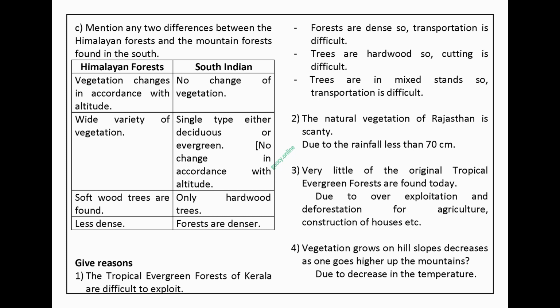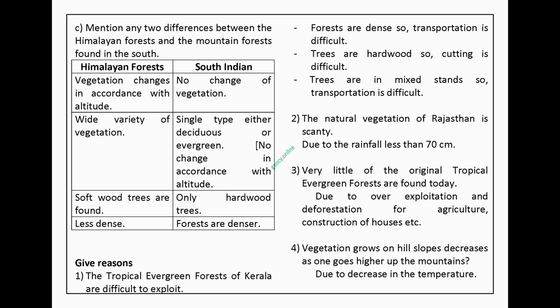The natural vegetation of Rajasthan is scanty. Due to the rainfall less than 70 centimeters. Very little of the original tropical evergreen forests are found today. Due to overexploitation and deforestation for agriculture, construction of houses, etc.